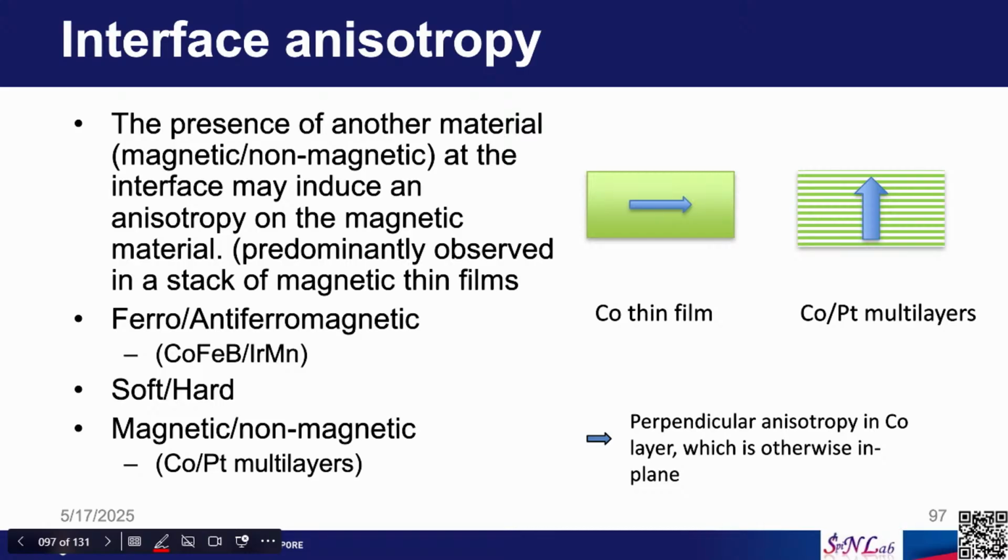Okay, now we move to the third one, interface anisotropy. So, I told you, for example, if you make a thin film of cobalt, as such the thin film does not have much anisotropy, and because of that the magnetization is always going to be parallel to the film plane. Let us say this is a substrate, on top of this we are depositing a cobalt film. So, the magnetization will lie parallel to the plane of the film, the substrate. So, this is the normal case.